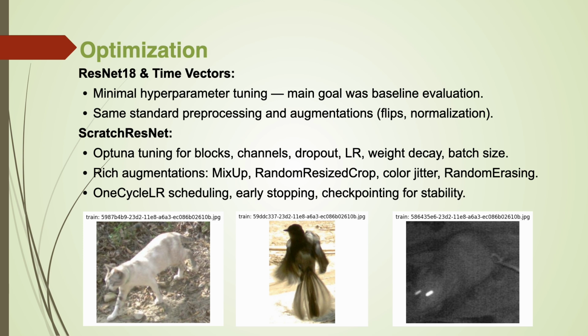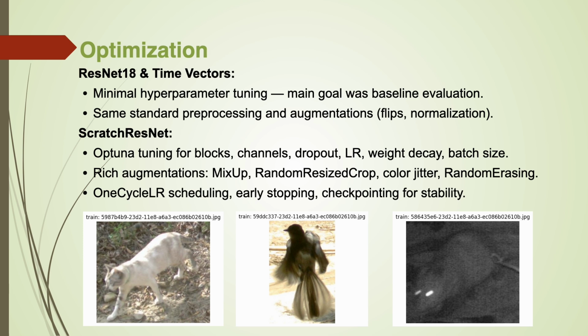We used Optuna for hyperparameter tuning, testing different numbers of residual blocks, channel sizes, dropout rates, learning rates, weight decay values, and batch sizes. To help the model generalize, we applied a richer augmentation pipeline, including mix-up, random resize crop, color jitter, and random erasing. We also applied a one cycle LR schedule for stable convergence, along with early stopping and checkpointing to keep the training process efficient and reproducible.